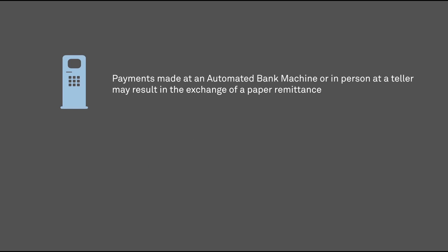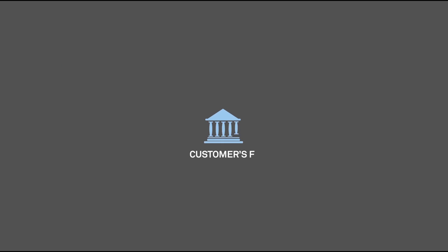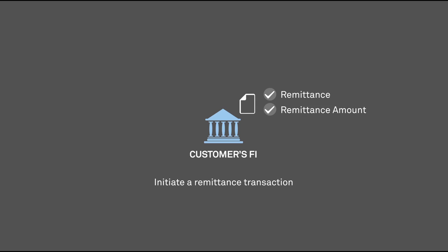Payments made at an automated bank machine or in person at a teller may generate paper-based remittance transactions. Payments initiated in an electronic environment, such as telephone and online bill payments, for example, will generate electronic remittance transactions. Once the customer's FI has the remittance and the associated remittance amount, it can initiate a remittance transaction.